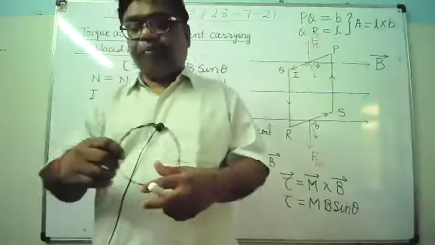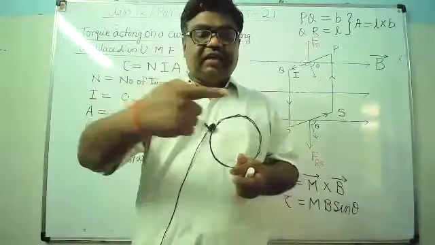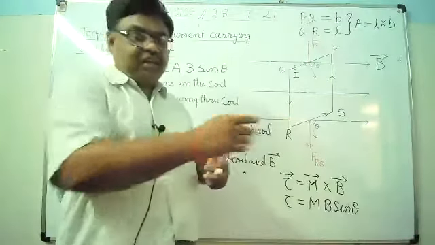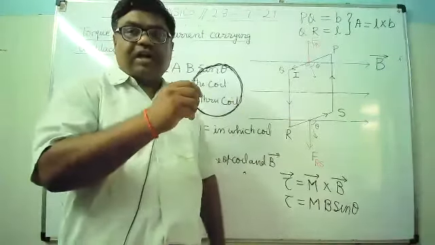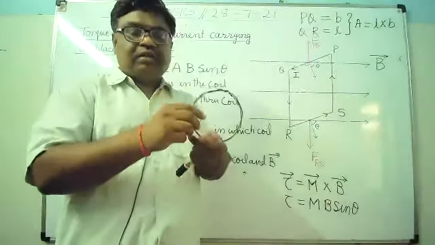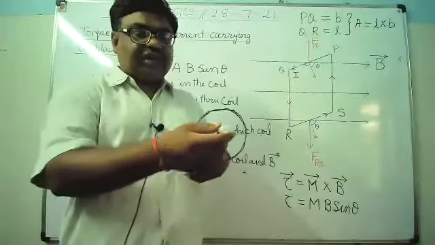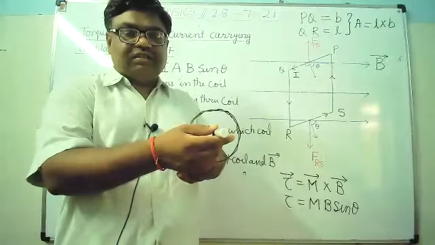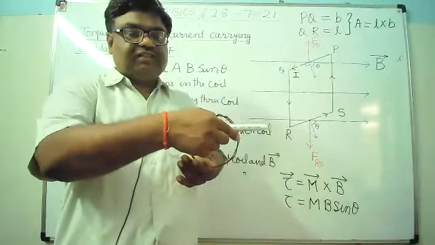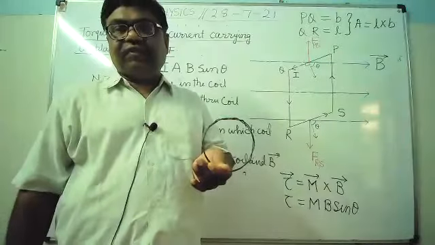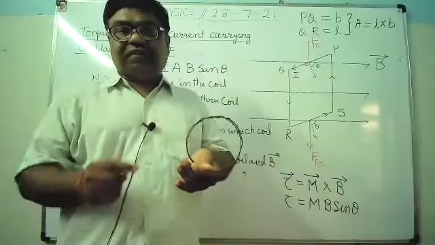Suppose the magnetic field is directed in this direction. It is directed in this direction. Is it clear? And this coil is held in this way. Then see here, what will be theta here? What will be the direction of normal? Normal will be this. Magnetic field is along this. What will be theta? Theta will be 90 degrees.